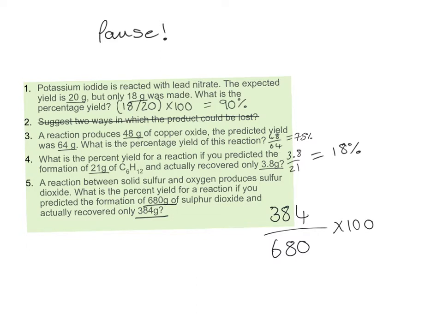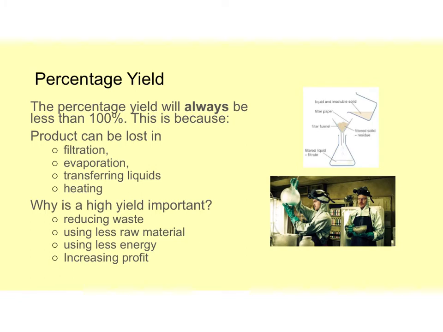If you get really confused, then just put the smallest number over the biggest number. Okay, that gives you 56.5%. Okay, so that's the first thing we're going to look at. The next thing we're going to look at is why percentage yield isn't always 100%.